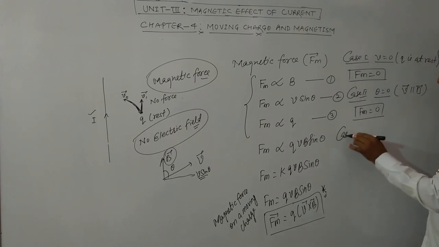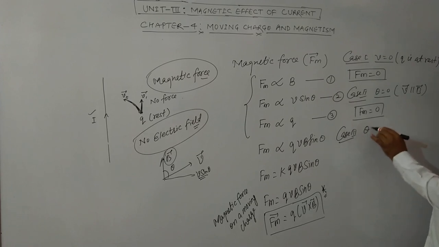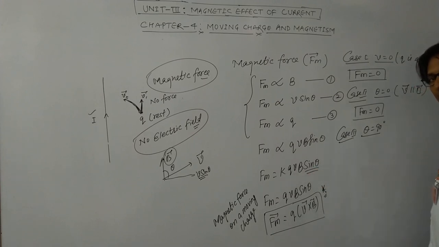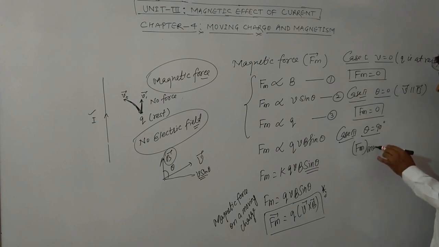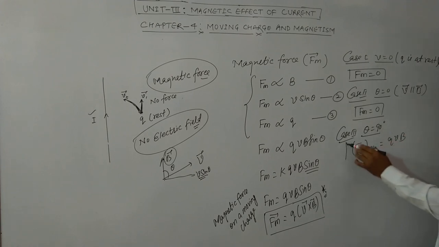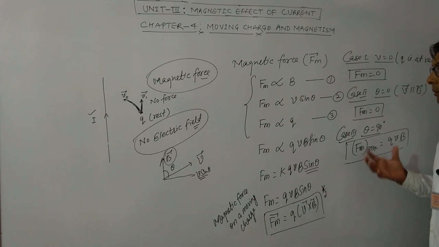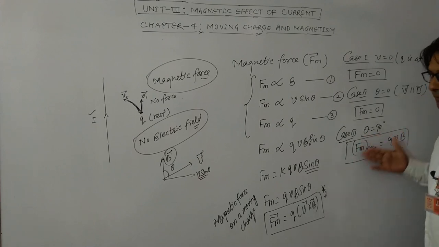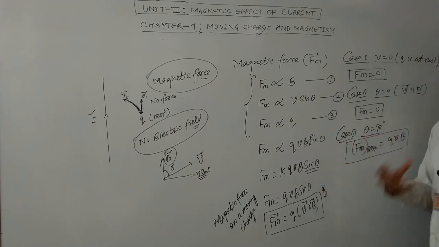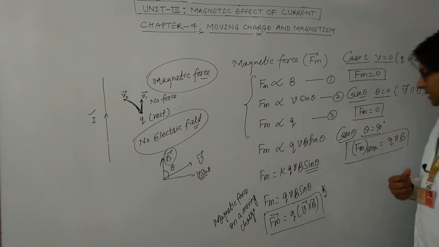Okay, case third: if theta is equal to 90 degrees, then sine 90 becomes maximum, and this force becomes maximum. So the magnetic force becomes maximum, and its value is equal to QVB, since sine 90 comes out to be 1. So if you want to apply the maximum force on the moving charge, then you will have to make the charged particle move in the perpendicular direction to the magnetic field.